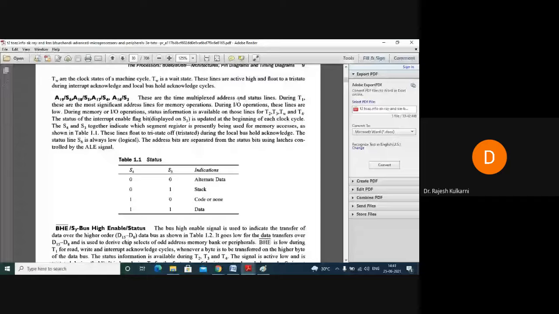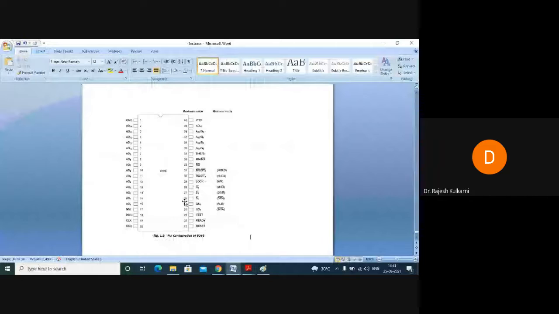Now, after this A0 to A15, then A16 to A19, the next line which we are seeing is that BHE bar line. That BHE bar line is multiplexed with what? S7. Whenever the letter S comes, we know that it is for status. So S7 is for status only.